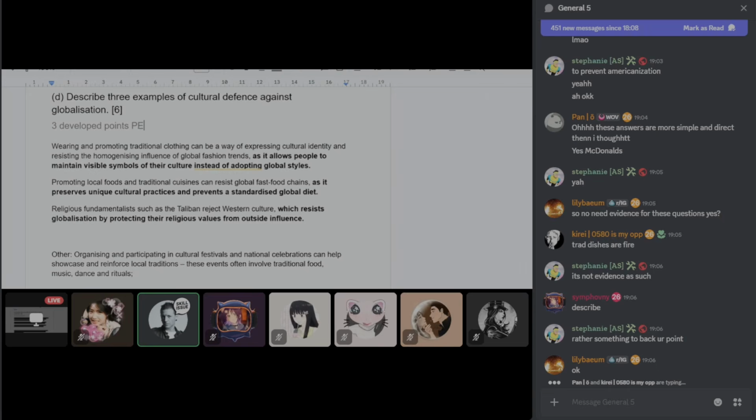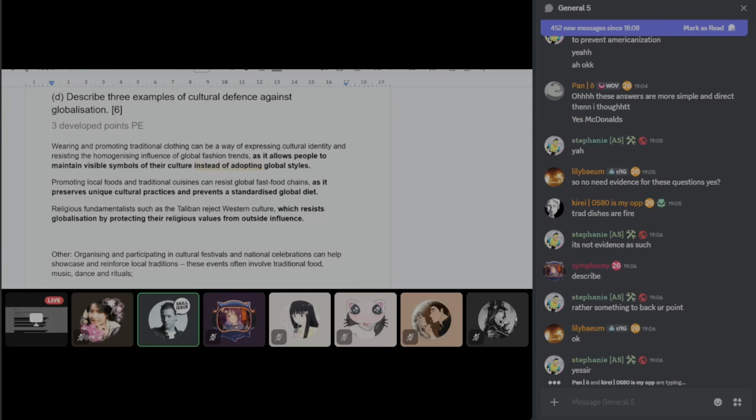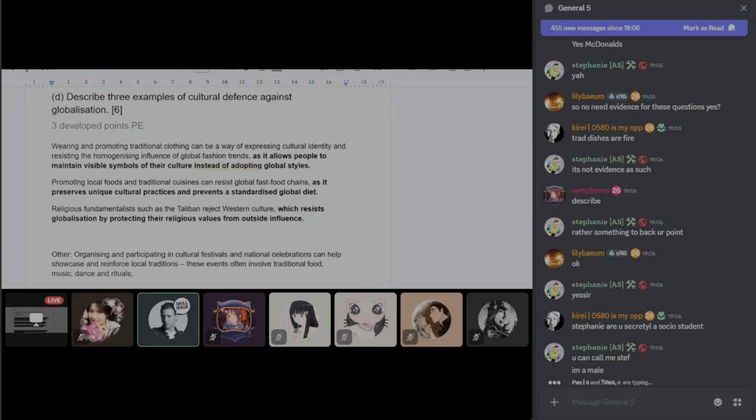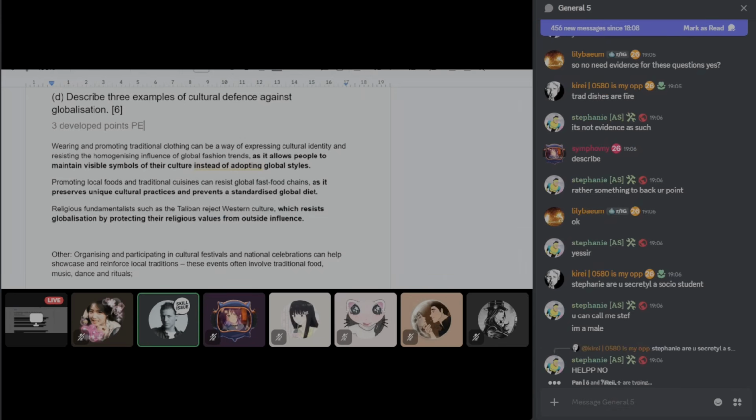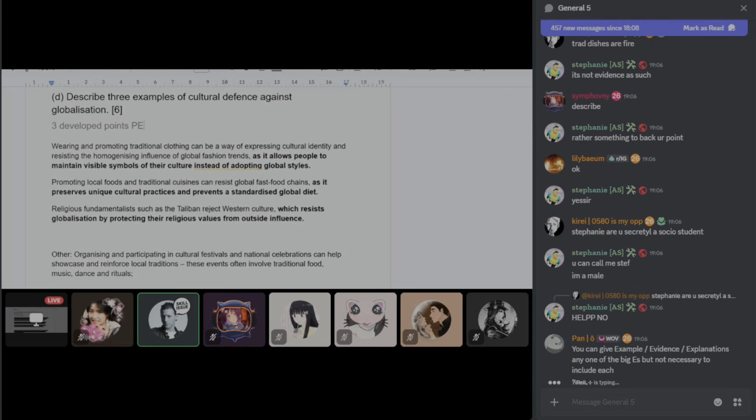Okay, I'm going to go into the third point. Religious fundamentalists such as the Taliban reject Western culture, which resists globalization by protecting the religious values from outside influence. Remember, your religion is part of your culture.